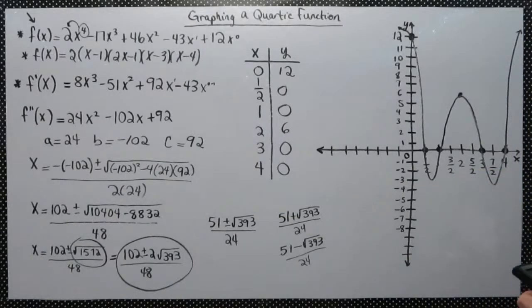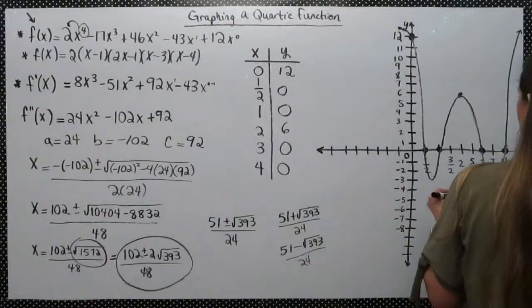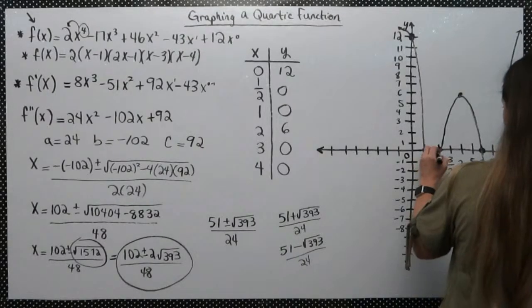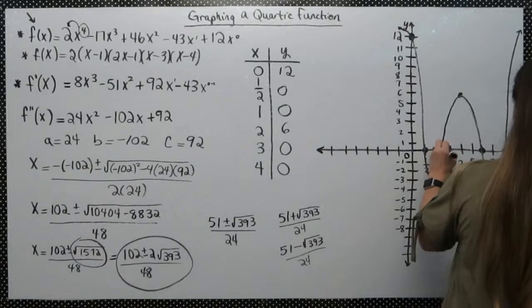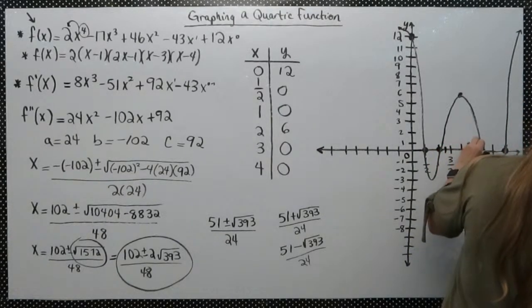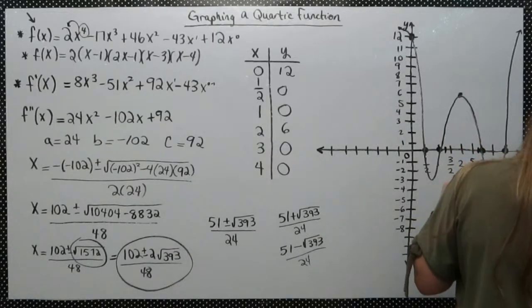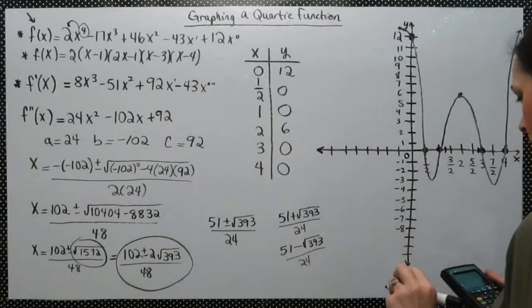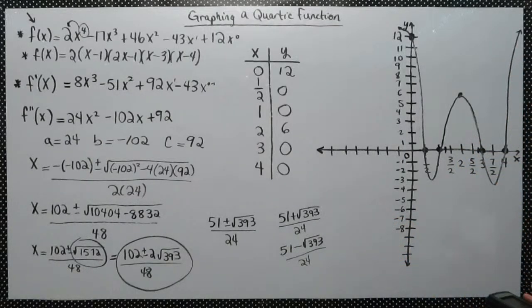And then the other one, we'll say minus, is 1.29. So 1.29 is in here somewhere. So we're in here, and then we're going to be in here. Unless I made a mistake somewhere. All right, so let's go ahead and look at the graph of it.